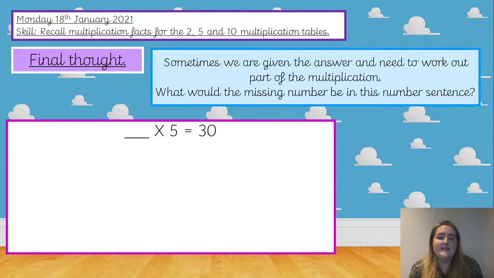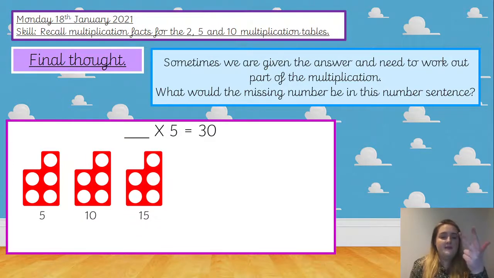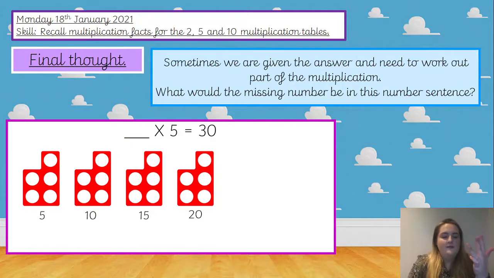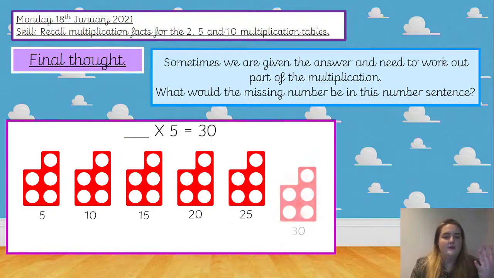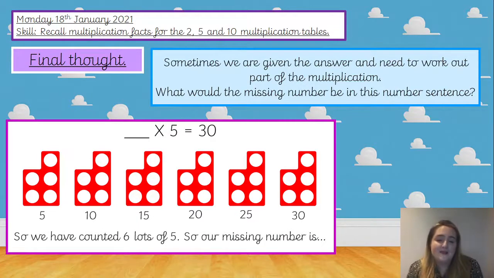Okay, we could use our counting in fives until we get to 30. So let's see, we've got 5, 10, 15, 20, 25, 30. So how many times have we counted in 5? Well done, 6. And we can see that here. We've got 1, 2, 3, 4, 5, 6 pieces of Numicon. We've counted 6 lots of 5. So our missing number is, what do we think? Well done, it is 6. We've got 6 times 5 equals 30.